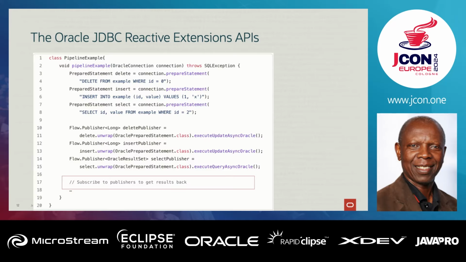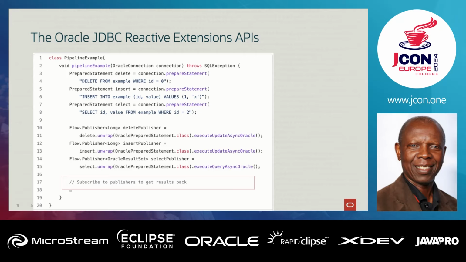So anyway, if we look at the code, this is a code sample. It's not complete, but it gives you an idea. This is a pipeline example, and we have a delete statement, delete from example where blah blah blah, and an insert, and a query. So we have three prepared statements, and when we say delete publisher equal delete unwrap blah blah blah, unwrap is how you get to the extension. If you want to access the extension, you need to unwrap the connection object. And this is what everybody does. Take Postgres, for example. You want to use the Postgres extension. You get a connection, you need to unwrap to access the extension.